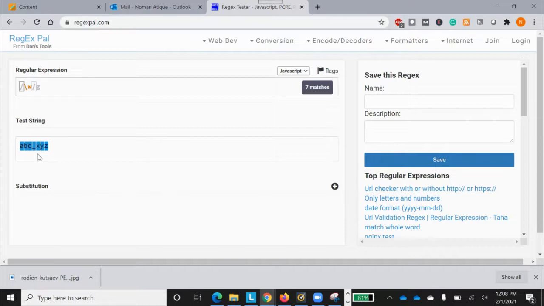And what about everything that is not a word? Khushwan? Very easy. What should I do? Capital W. Capital W means everything other than these characters. For example, I am, etc. So everywhere space is recognized, everywhere dollar sign is recognized, everywhere caret sign is recognized, everything is recognized. Capital W, not a word, non-word you can call it, right? Non-word.